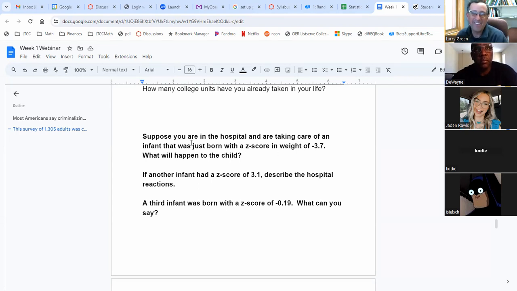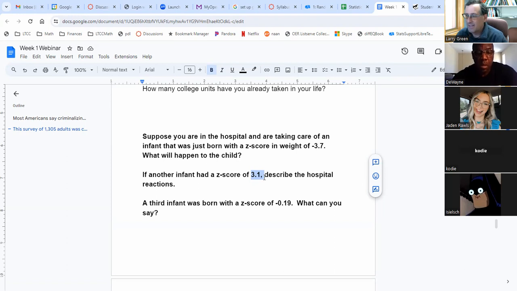So I can't tell you what the average weight is or what the standard deviation is. I don't know. But if someone told me the z-score, I know immediately there's an issue. Do you see? Even if you don't know anything else about the data, all you need to know is the z-score. What if the infant had a z-score of 3.1? Then describe. What do you think that tells you? Any thoughts?